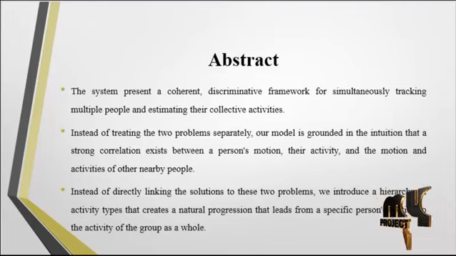Now we are going to discuss the abstract for the process. The system presents a coherent discriminative framework for simultaneously tracking multiple persons and estimating their collaborative activities. Instead of treating the two problems separately, our model is grounded in the intuition that a strong correlation exists between a person's motion and activity and the motion and activity of other neighboring people.